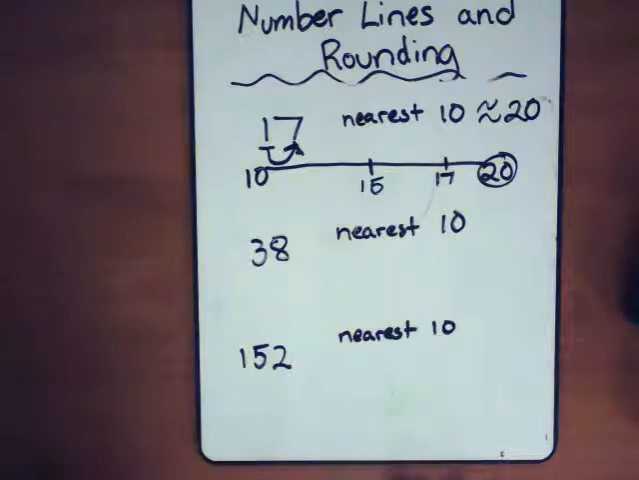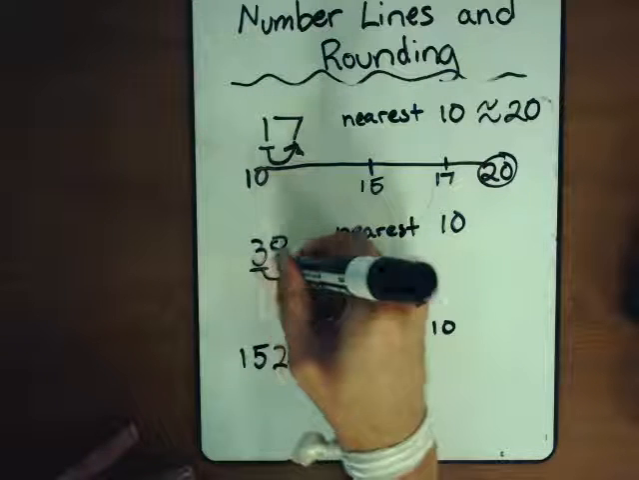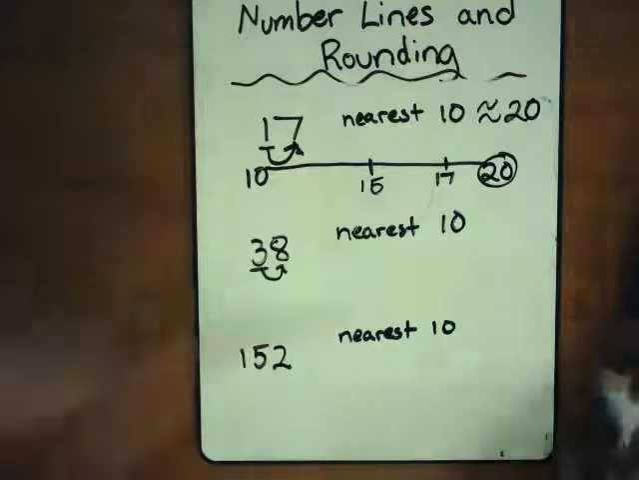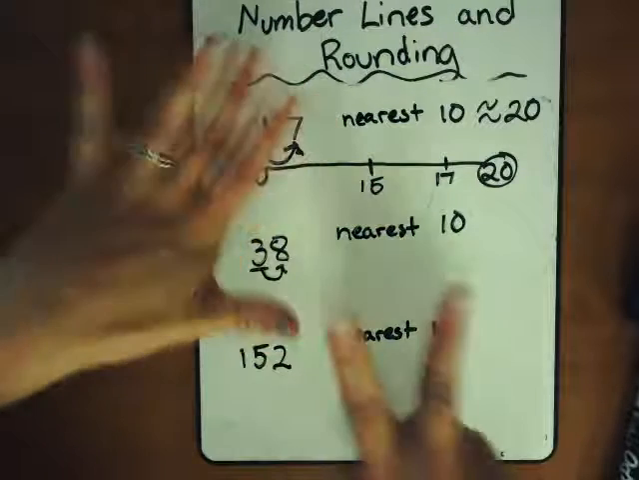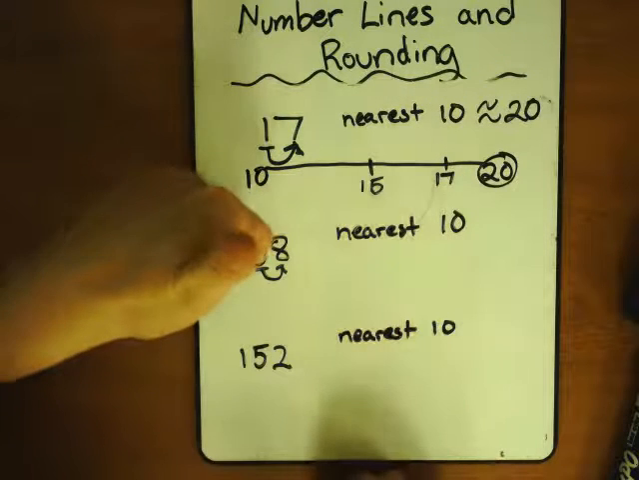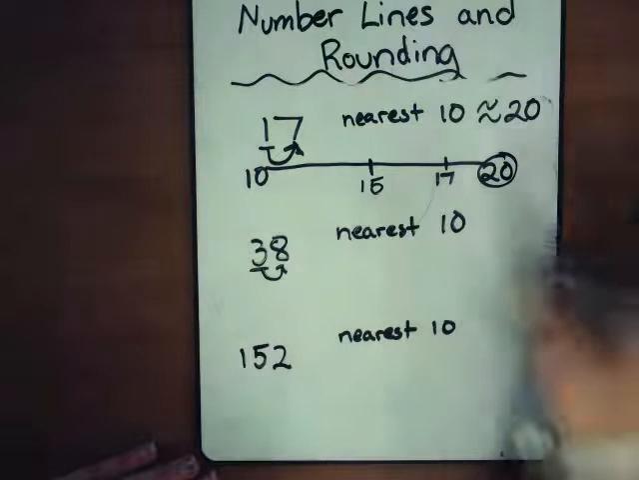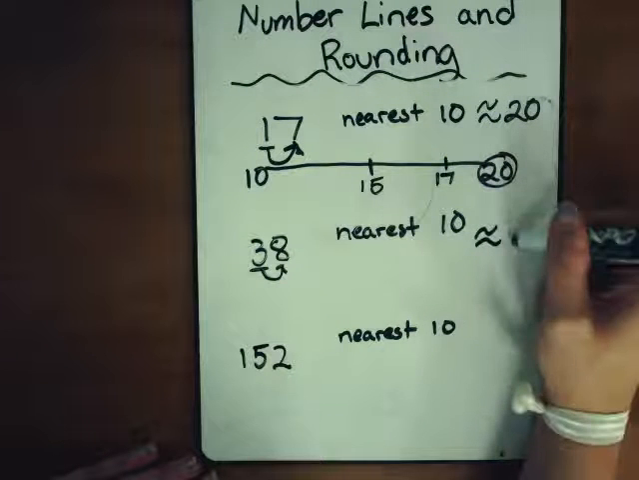Okay, same thing with 38 to the nearest 10. I underline the digit in the tens column. I look next door. I count 1, 2, 3, 4, 5, 6, 7, 8. Okay, I see that thumb, so that tells me I'm going to round up, right? So 38 to the nearest 10 is about 40.